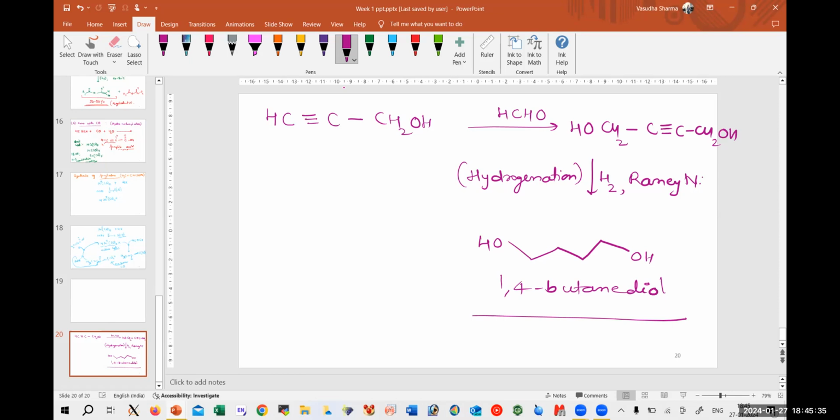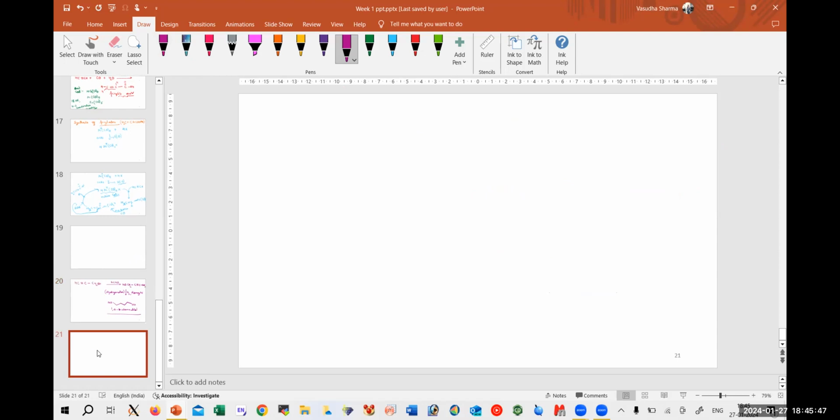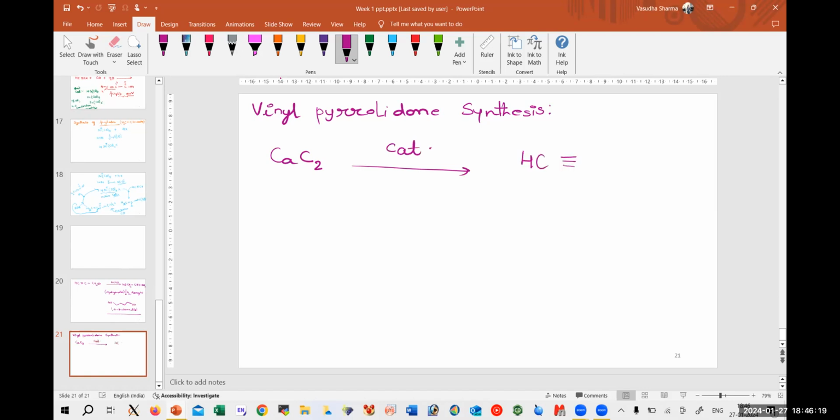And now we are moving to the fifth lecture, topics that have been taken as a further continuation of these reactions. Now this part also involves how we are doing the vinyl pyrrolidone synthesis using the same method which we have seen earlier. So in presence of the calcium carbide catalyst, it will give you an acetylene molecule. Then treating it with HCHO, catalyst and 350 PSI, that is the pressure.